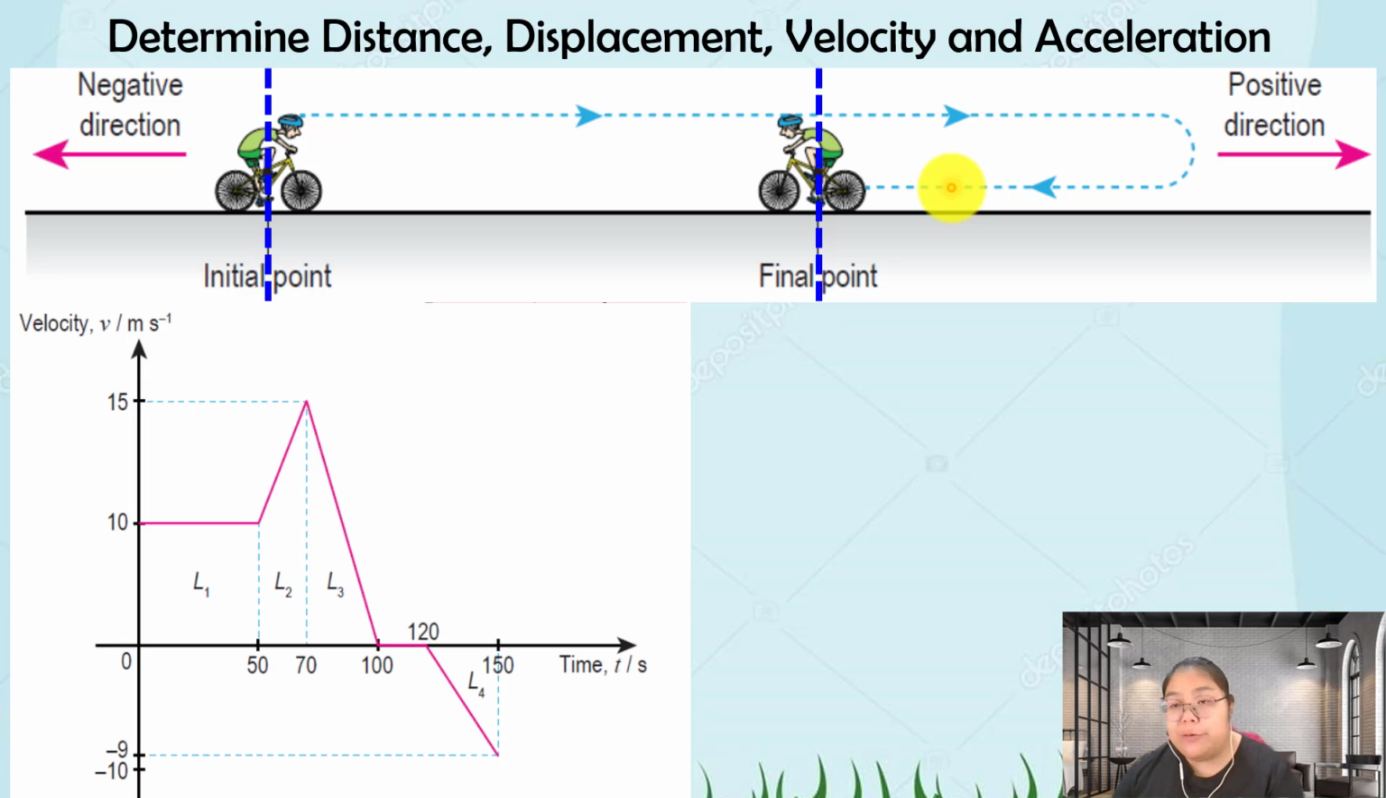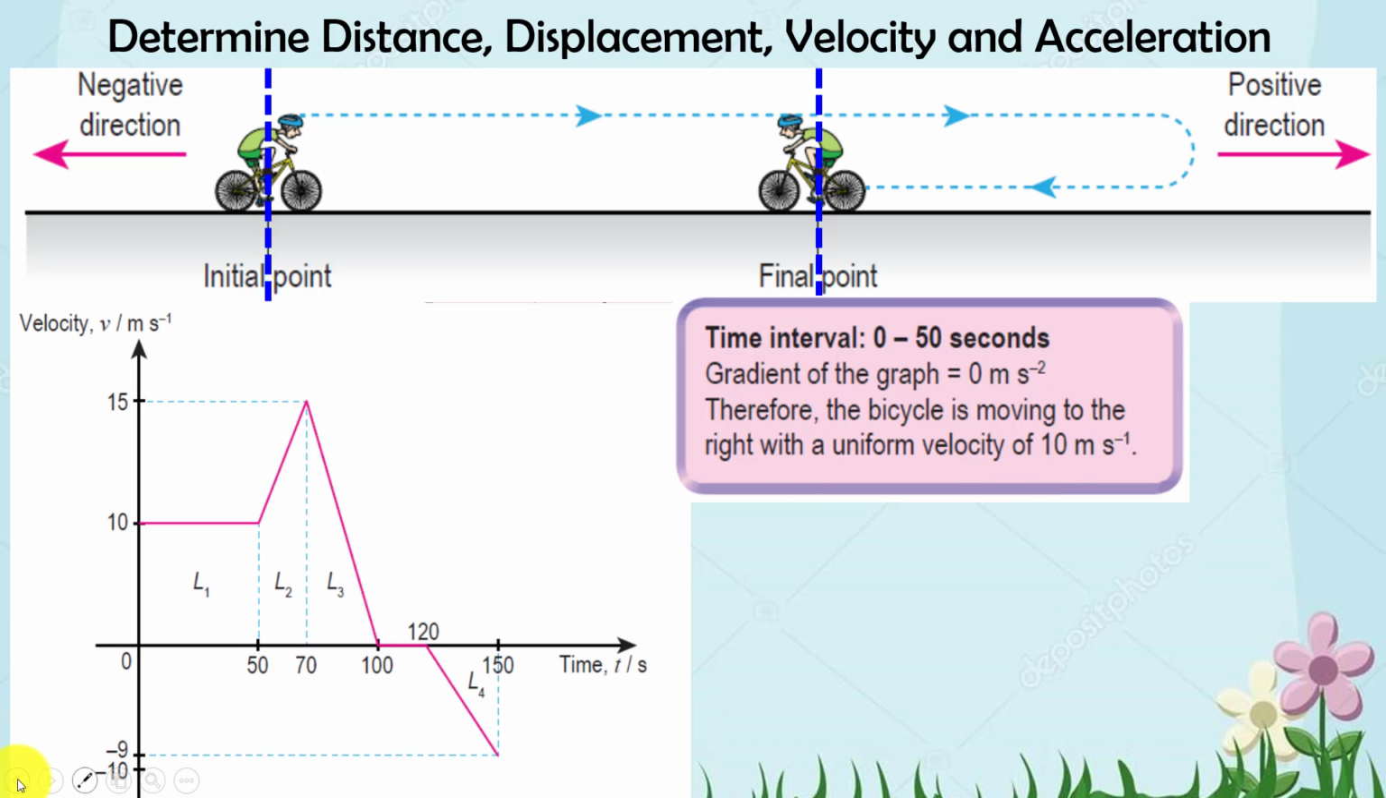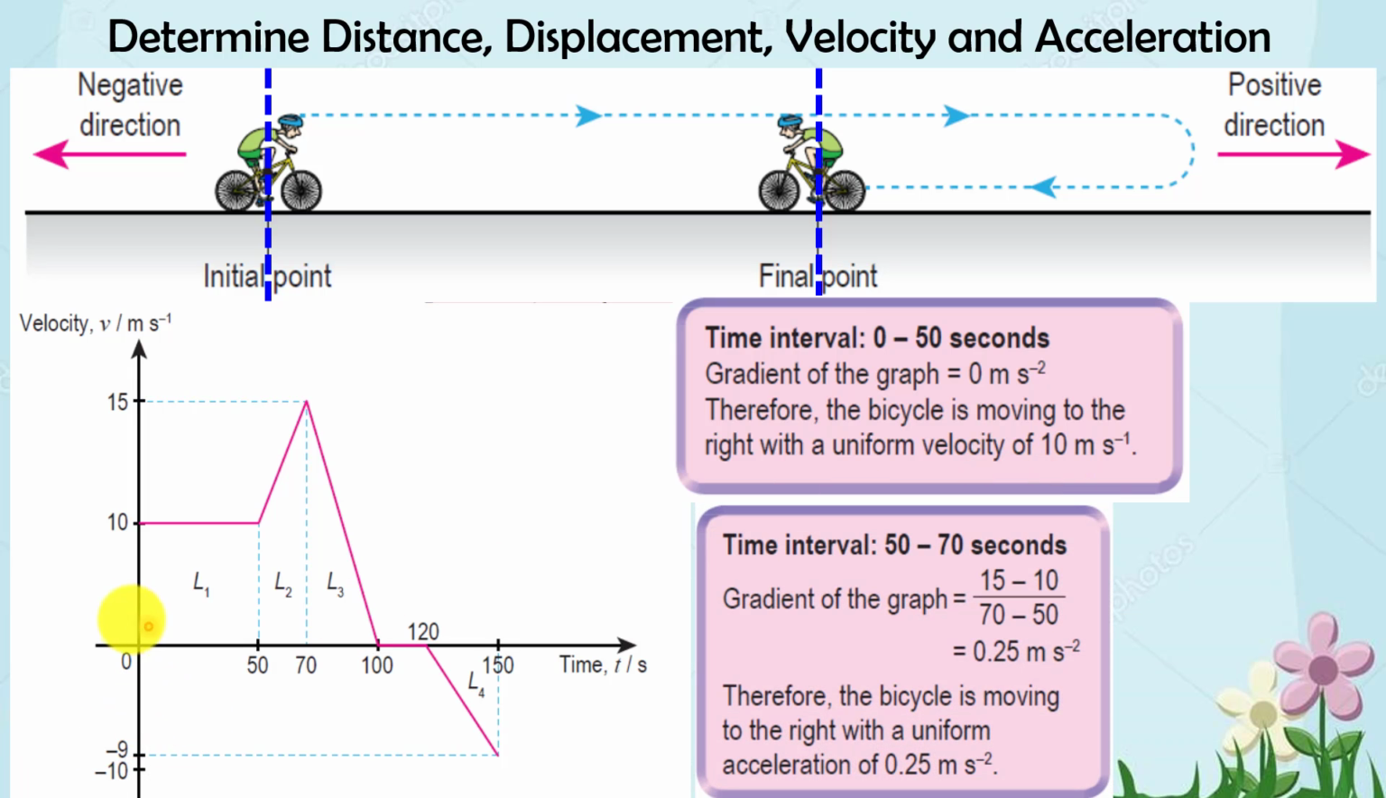Okay, L1 until L4. So we go through. 0 to 50 means L1. The gradient is 0. The gradient represents acceleration, is it? Therefore, the bicycle is moving to the right with uniform velocity. You also can say they're moving to the right with 0 acceleration.